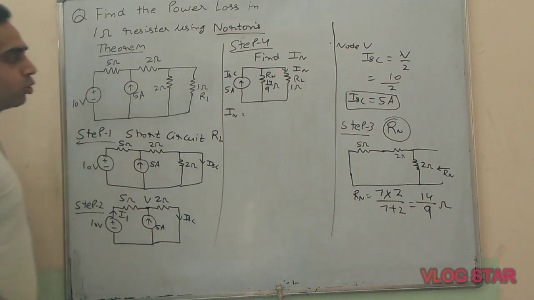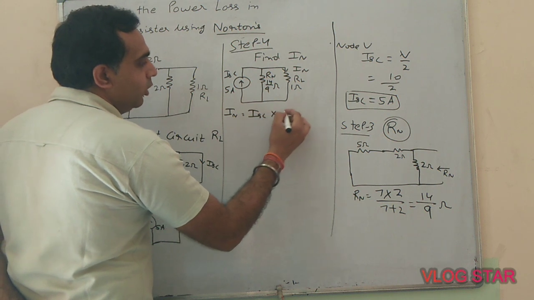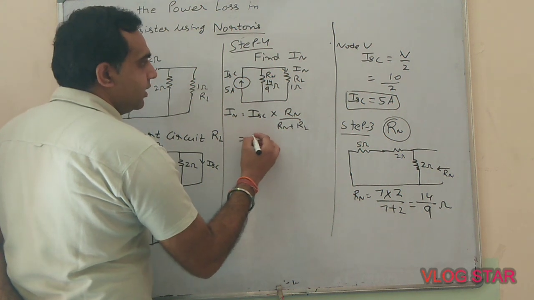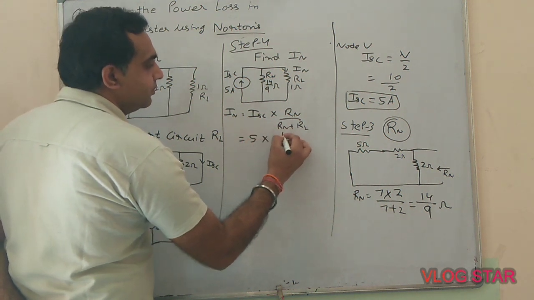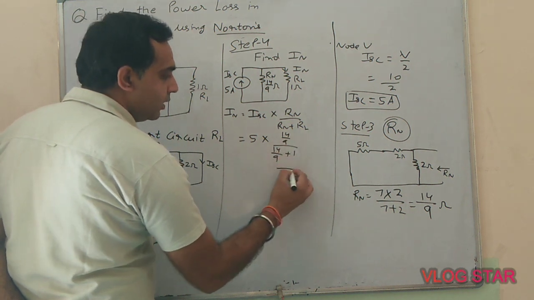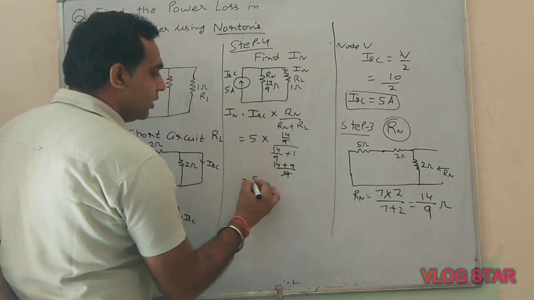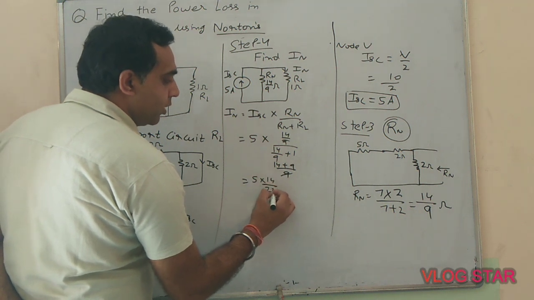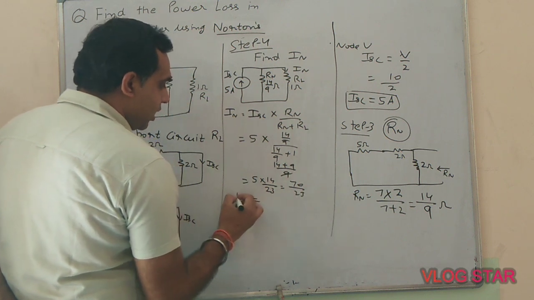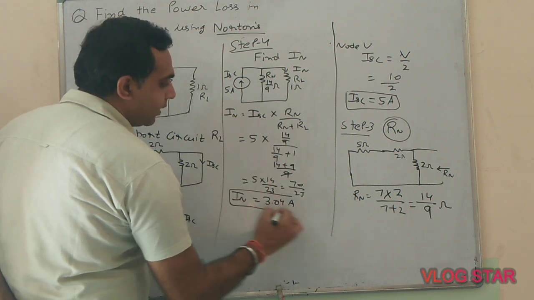How to solve this? Apply the current divider rule: total current into opposite branch of resistance divided by total resistance. 5 into 14 by 9 plus 1, take LCM. This 9 cancels out. 5 into 14 divided by 23, it means 70 by 23. Now IN is solved as 3.04 ampere.